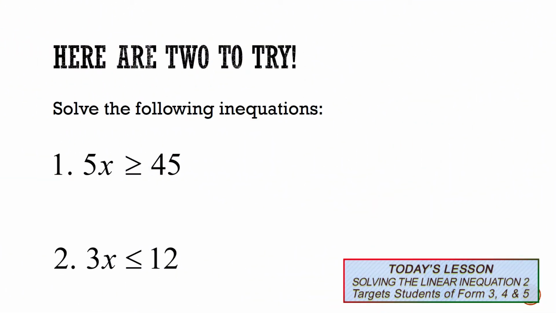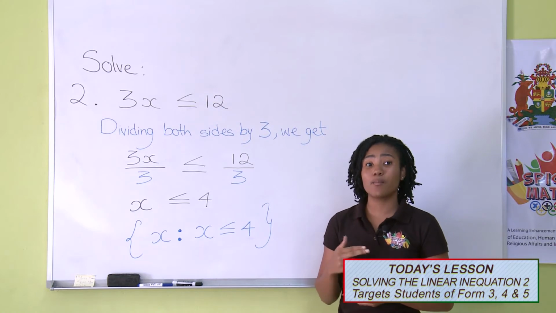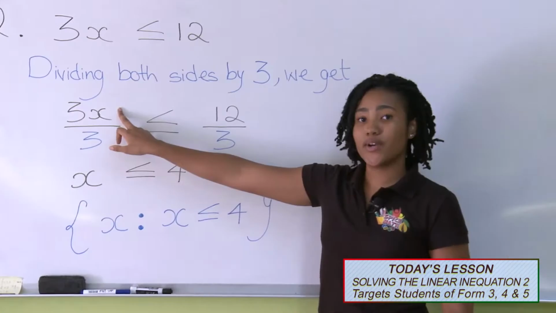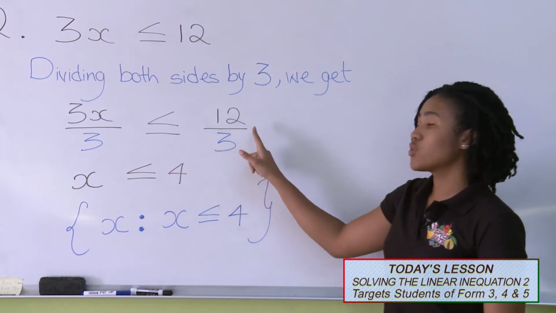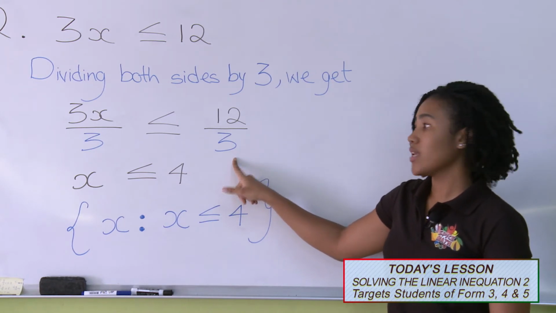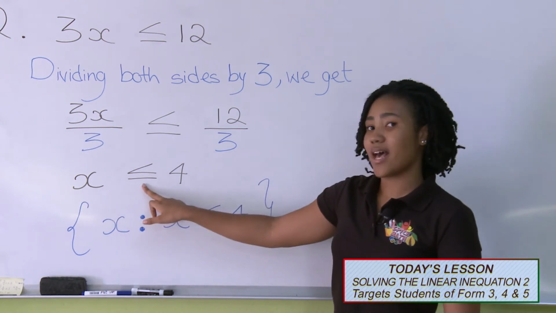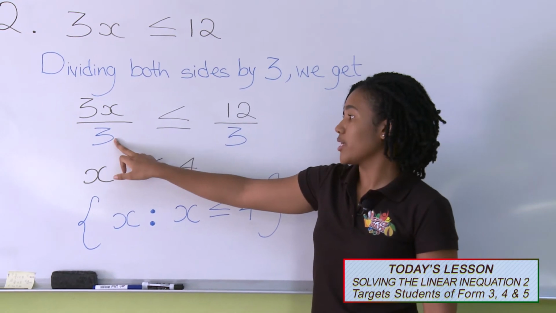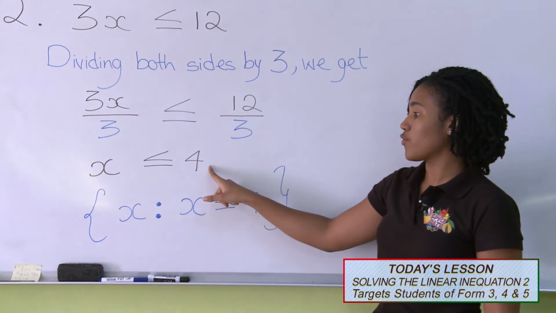So here we have 3x is less than or equal to 12. Now we're going to solve this linear inequation by dividing both sides by 3. So when we do so, we get 3x divided by 3 is less than or equal to 12 divided by 3. Now, when we simplify this, we get x is less than or equal to 4, because 3x divided by 3 leaves us with x, and 12 divided by 3 is 4.